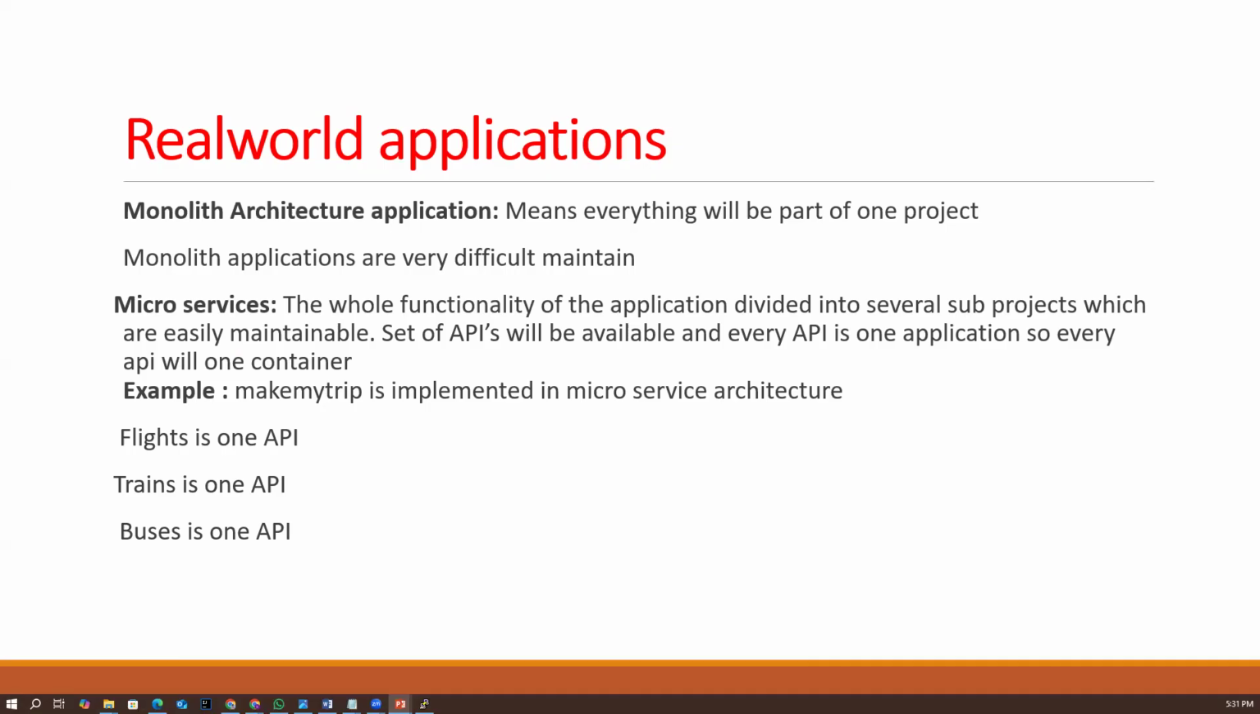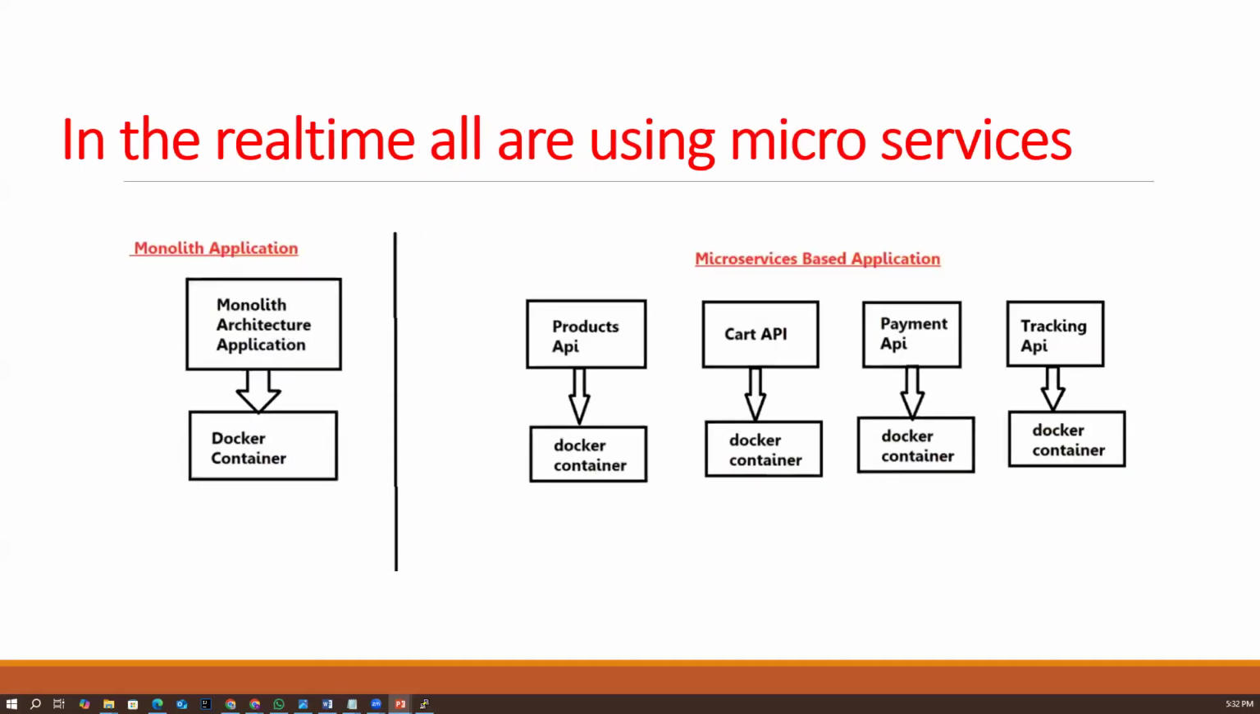Monolithic architecture means everything will be part of one project. Monolithic applications are very difficult to maintain. In microservices, the whole functionality of the application is divided into several sub projects which are easily maintainable. A set of APIs will be available and every API is one application, so every API will be one container. For example, MakeMyTrip is implemented in microservices architecture. Flights are one API, trains are one API, buses are one API. In real time, everyone is using microservices.